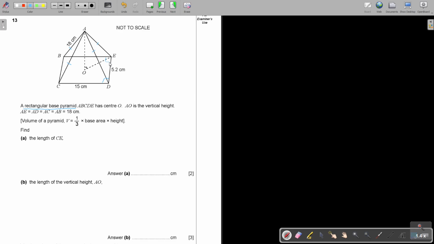So the first one, they gave you the volume formula. We will use it later. And then they say, find the length of CE. Now, let's see where is CE. So they want me to find this length. Now, where do I find it in the textbook?